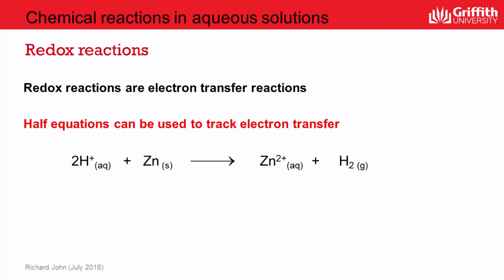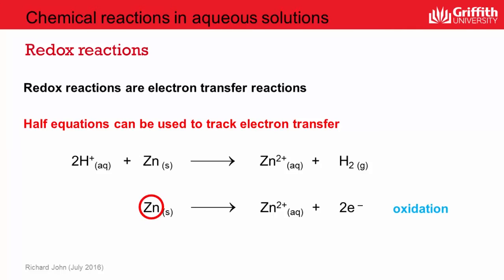So if we look at this net ionic equation, 2H+ plus Zn goes to Zn2+ plus H2 gas, we can split it into two halves. We can just focus on what's happening with the zinc, and we can see that the zinc solid is being transformed into Zn2+. The only way it could have done that was to lose 2 electrons. This is said to be the oxidation half reaction. Oxidation is loss of electrons.